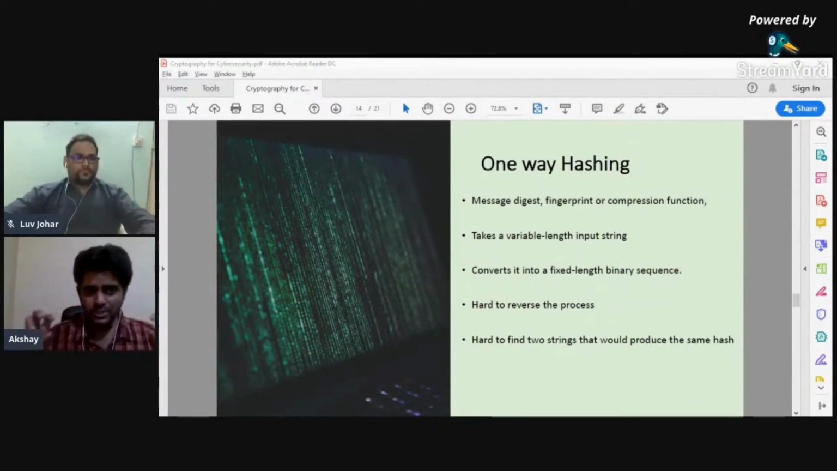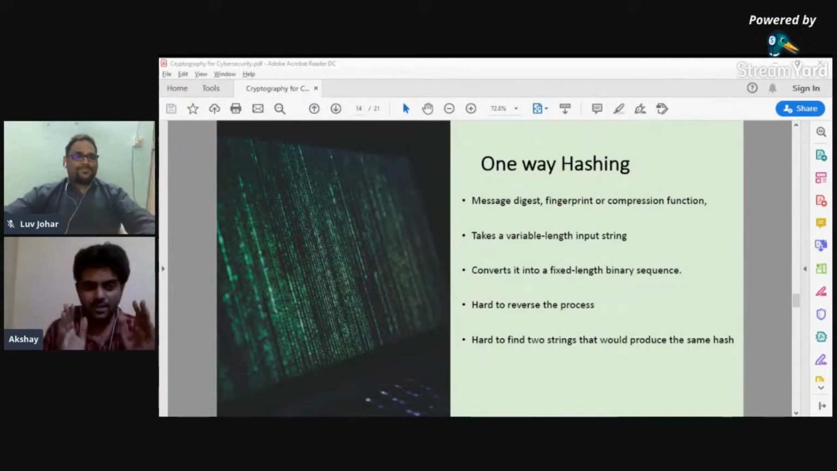So you have an input string and you can convert it into a sequence of characters, a binary sequence. It's irreversible. People claim that reversing it is impossible, though some researchers academically say that it's theoretically possible.